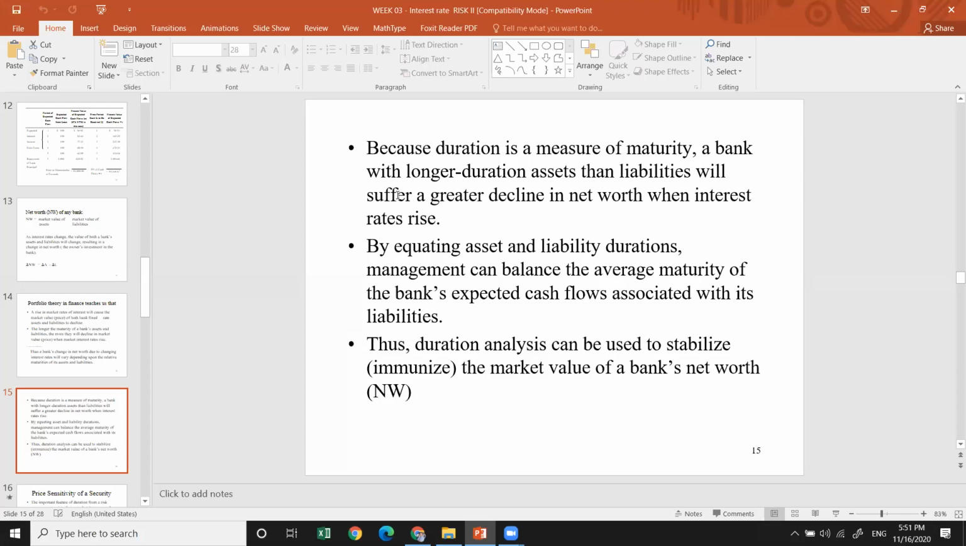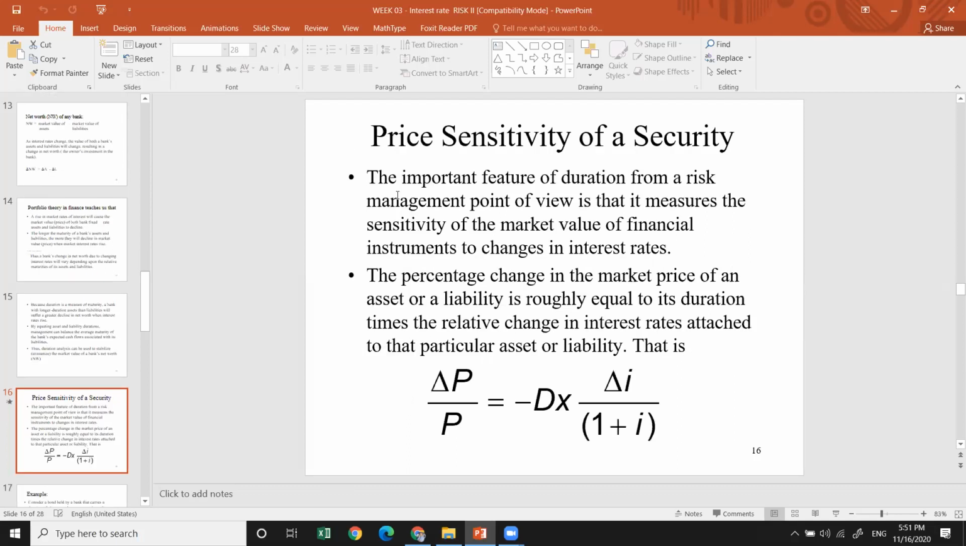So the risk is that if the interest rate increases, you might lose it. So the best way is to keep stable, and the one way to do that is to make the duration, I mean the maturity, between the asset and the liability, there shouldn't be much difference. If there's no difference, almost close to zero, that will help you actually to stabilize or to immunize the market value of the bank's net worth.